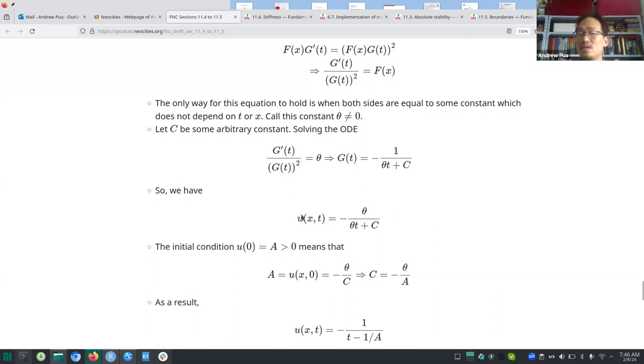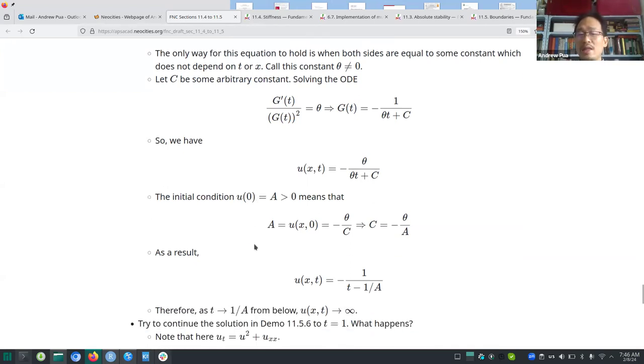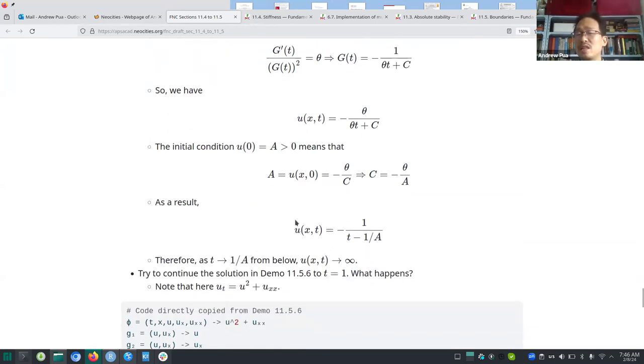It has this form that you see here, and this capital C is an undetermined constant, which you could determine using the initial condition. You'll get to the point where the solution looks like this. It's a solution of the form minus 1 over t minus 1 over a. As t approaches 1 over a, and this is where the problem is coming from. Why is it asking you to look at t going to 1 over a? It's because as t approaches 1 over a from below, this solution explodes.